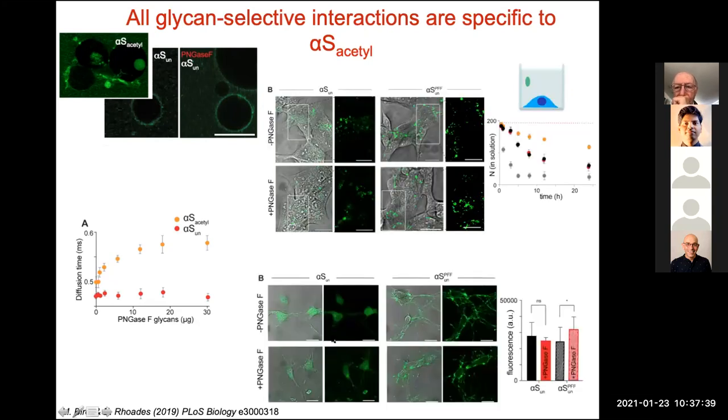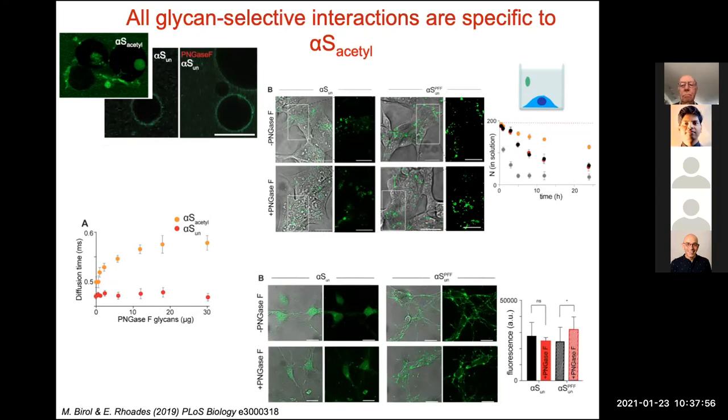And then lastly, this is also true in neurons. You can see that in the absence of PNGase-F treatment or the presence of PNGase-F treatment, we basically have the same extent of internalization of this protein. It really doesn't depend on the presence or the absence of the glycan. So this is pretty striking for two reasons, right?